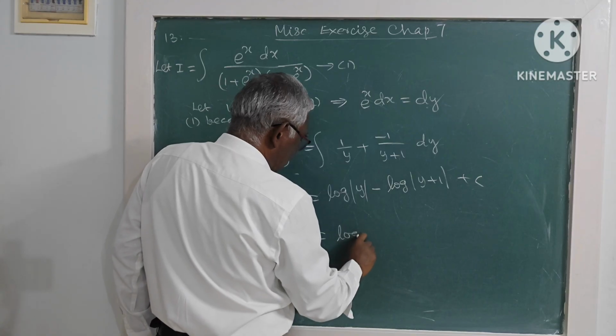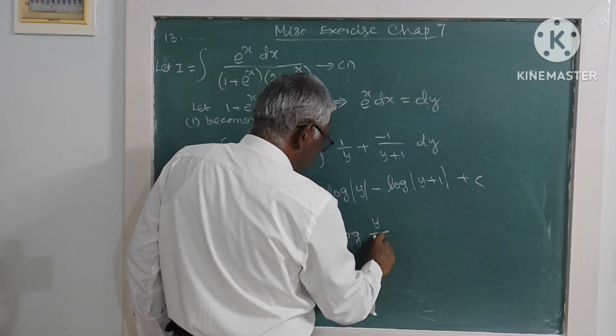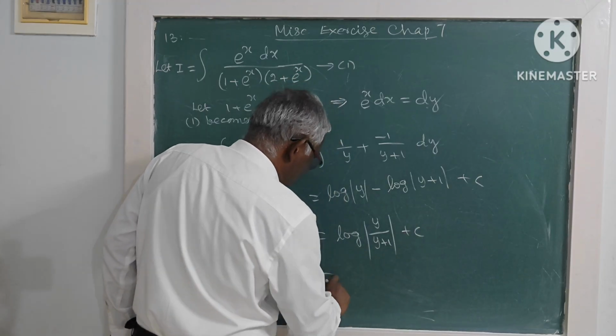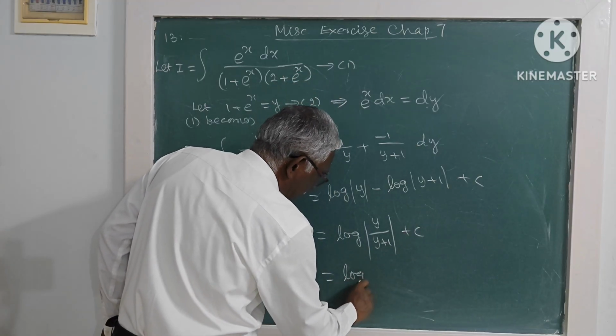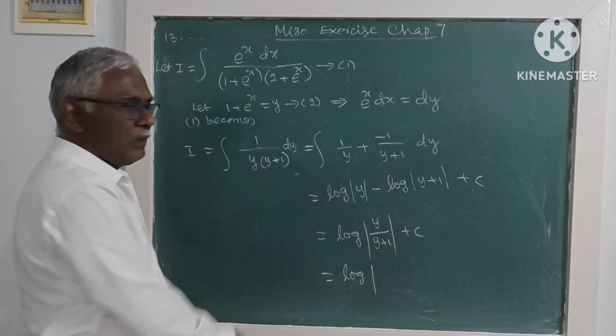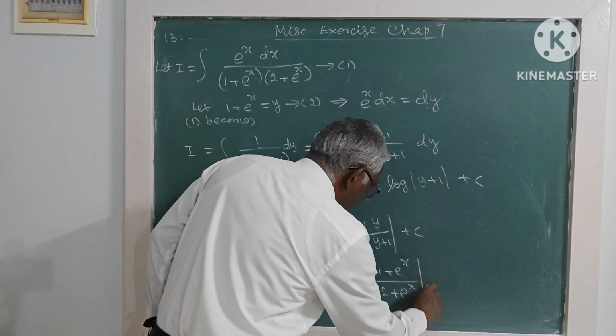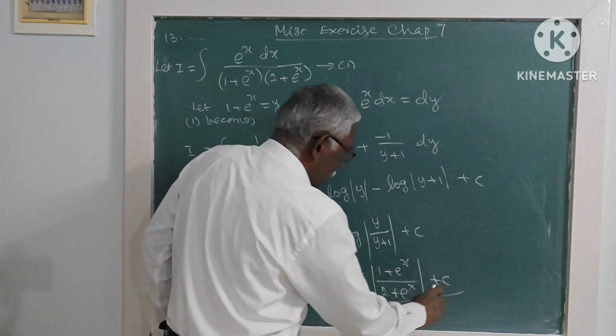So log of y by y plus 1, plus constant. What is the value of y? y is nothing but 1 plus e power x. So log of e power x by 1 plus e power x, plus constant.